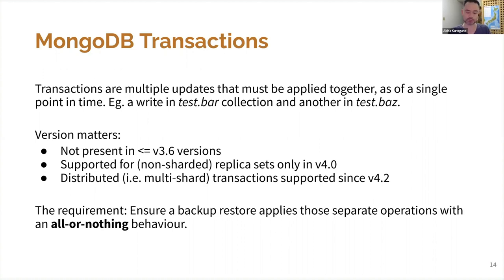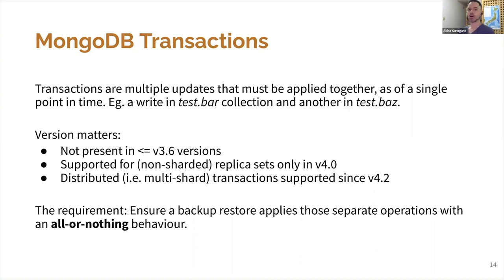In version 4.0, it became possible to do this, although it only applied to non-sharded replica sets. And in version 4.2, it became possible even in sharded clusters. But to get to the point, transactions are multiple write operations that should be applied all or nothing. So if there's a restore, it should apply them. If it applies one, it should apply the others and run a commit. If one appears but not the others, or more to the point, there's no final commit transaction, they should not be applied in the end.